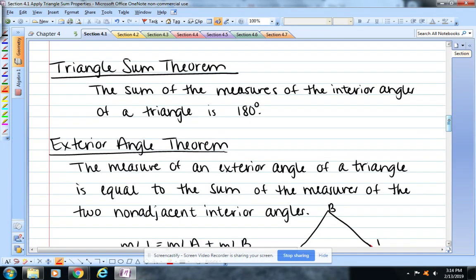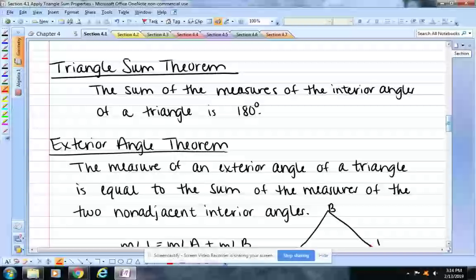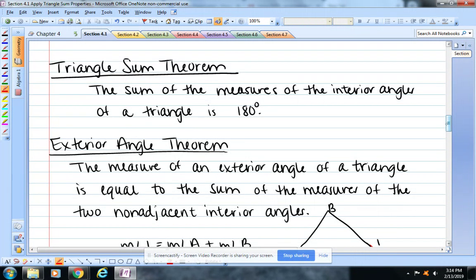All right, so on our handout for chapter 4, on our theorem and properties handout, there's 2 we're going to go over right now. One of them is called the triangle sum theorem, and it's something that's going to help us quite a bit when we're talking about triangles. And it tells us that the measures of the interior angles of a triangle have a sum of 180 degrees. So the sum of the measures of the interior angles of any triangle is 180 degrees. So we just add them all up. They should total 180 degrees.